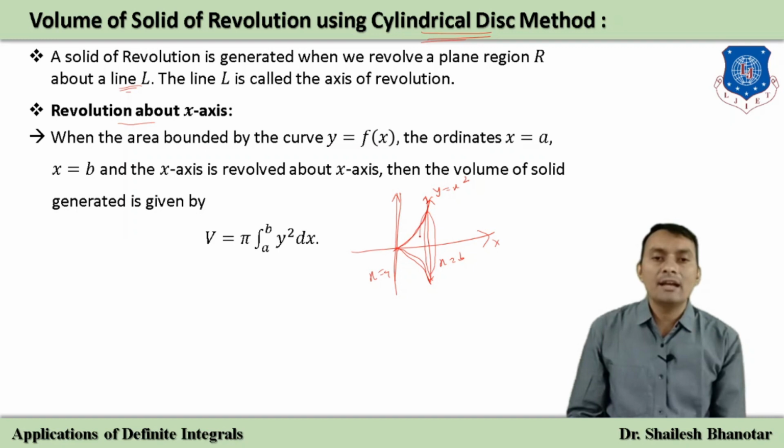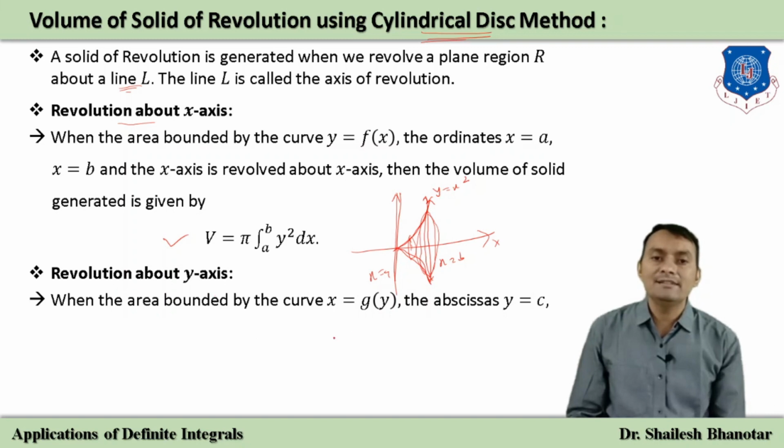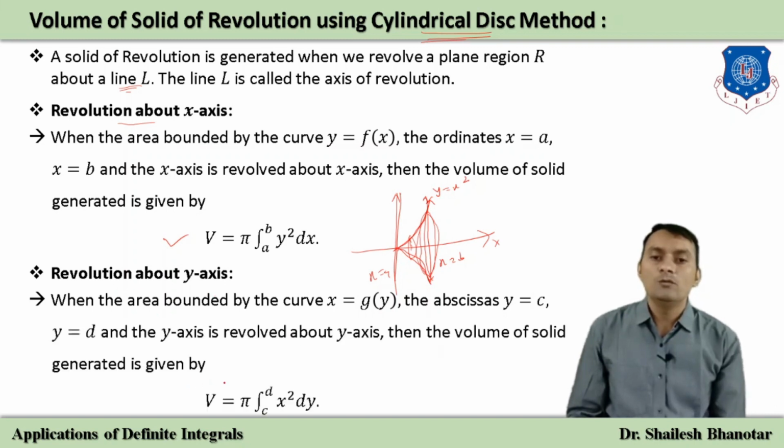You can understand that this is a circle. Now I take the cross section, which will be pi r squared, but the radius is parallel to the y-axis, so I can take pi y squared, from x equals a to x equals b. Therefore our formula is V equals pi times the integral from a to b of y squared dx. For revolution about the y-axis, our formula will be V equals pi times the integral from c to d of x squared dy.